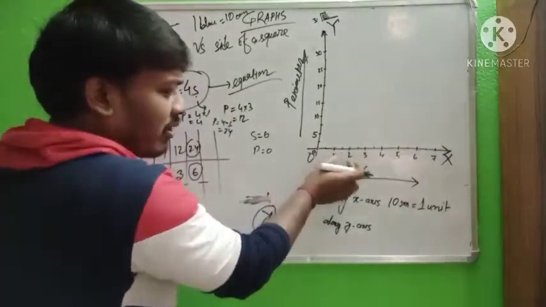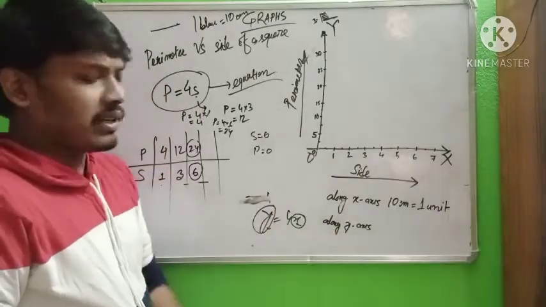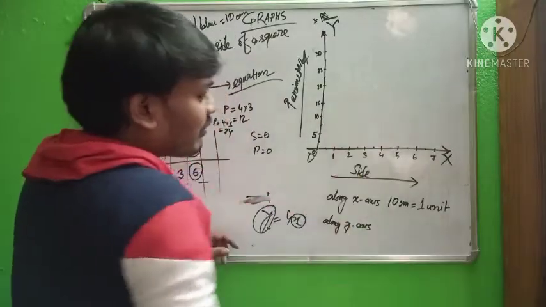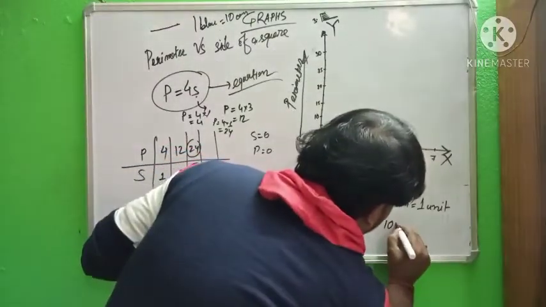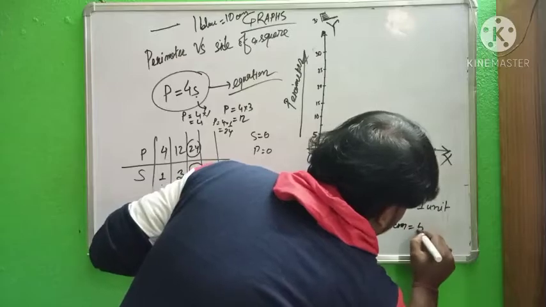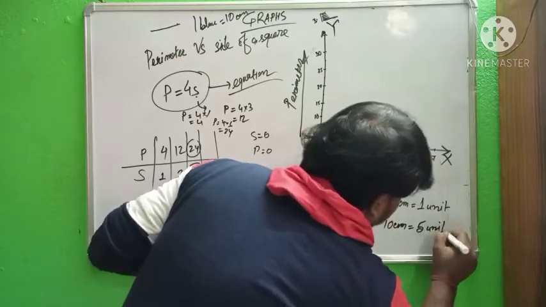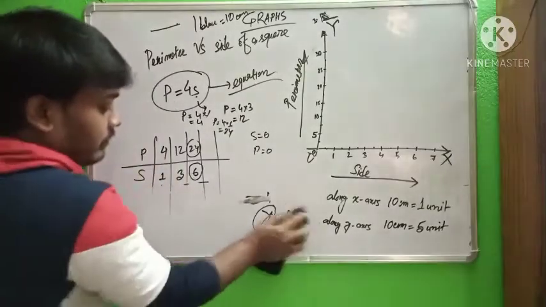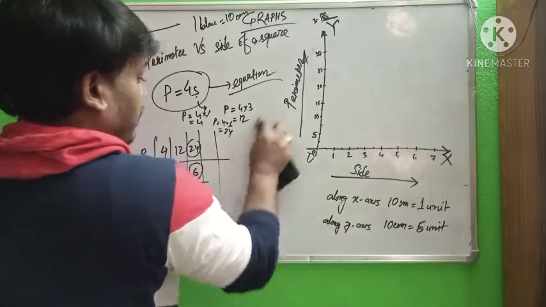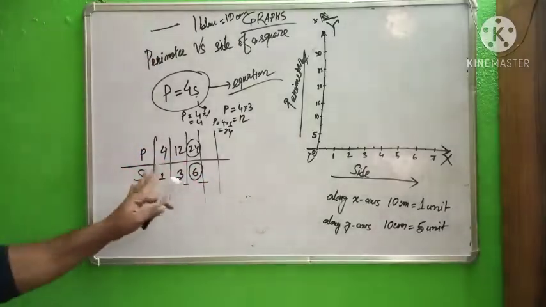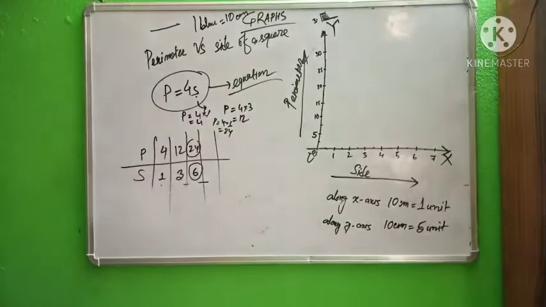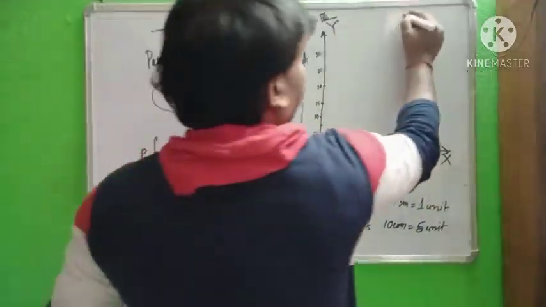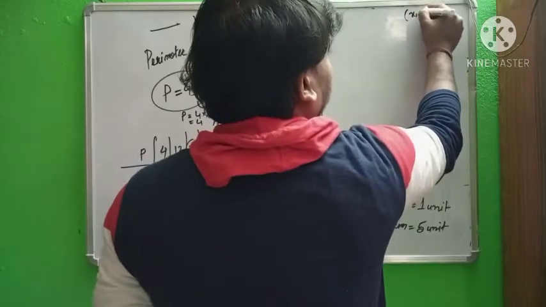Here one block equal to 1 unit. So in the y axis, 10 centimeter equal to 5 unit. Now your work is complete. Now we only plot the points, and if it is x-axis, y-axis, then any point can be expressed as x comma y.